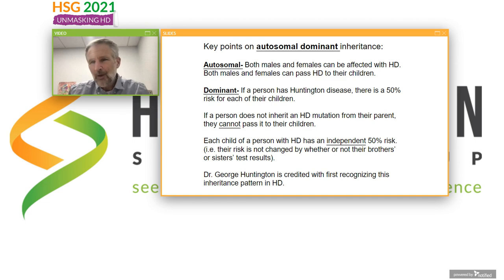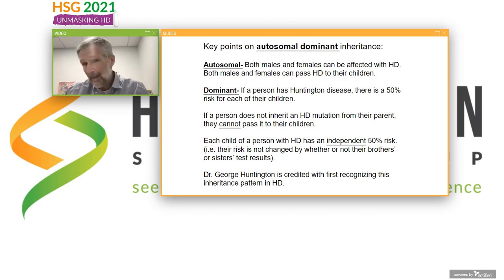Dominant, there's a few pieces of information that are important with dominant. One is that if a person has Huntington's disease, there's a 50% risk for each of their children. And that 50% risk, I always like to emphasize, is independent for each child. And so if somebody who has Huntington's has four children, 50% doesn't mean that two get it and two don't. It means that each of those children has their own independent 50% risk for Huntington's.